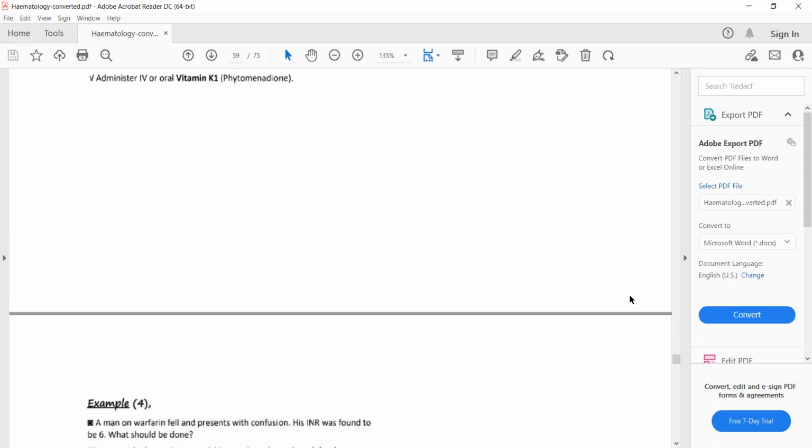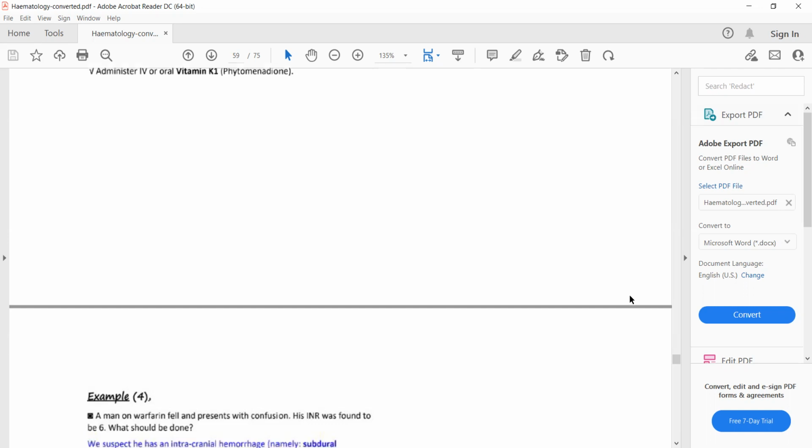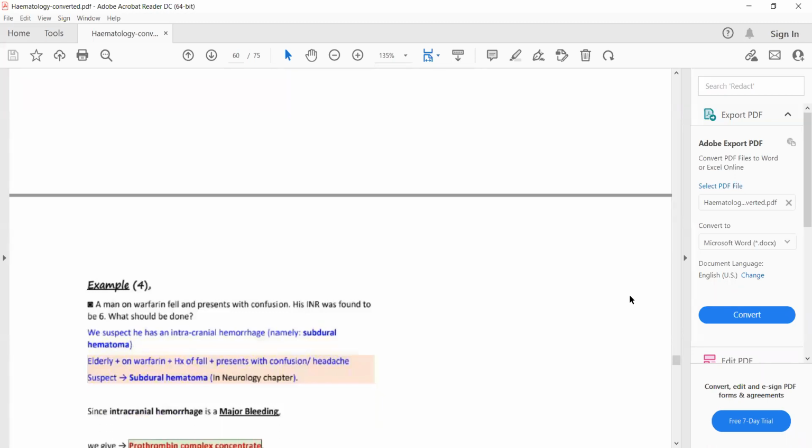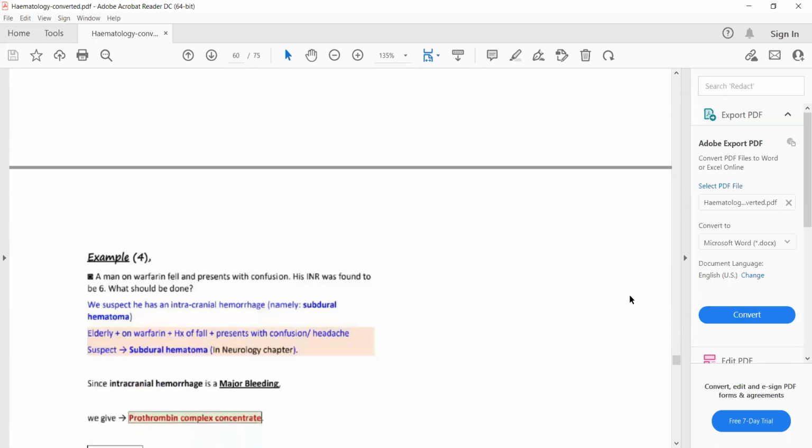We discussed in the neurology chapter an old man on warfarin with a history of fall and confusion. So what will be the most likely diagnosis in this case? An old man on warfarin and a history of recurrent falls. What should be the diagnosis? Subdural hemorrhage. Yes, that's right. Subdural hemorrhage, chronic or acute, can be caused by the use of warfarin in elderly patients.